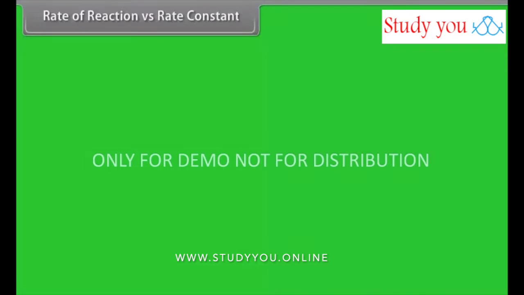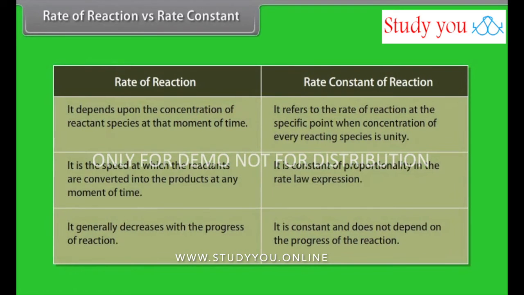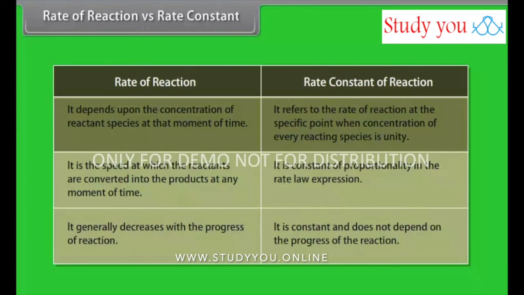unity. Rate of reaction versus rate constant. The important differences between the rate of the reaction and rate constant of the reaction are: rate of reaction depends upon the concentration of reactant species at that moment of time, while rate constant refers to the rate of reaction at the specific point when concentration of every reacting species is unity.